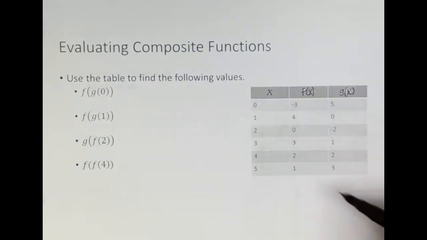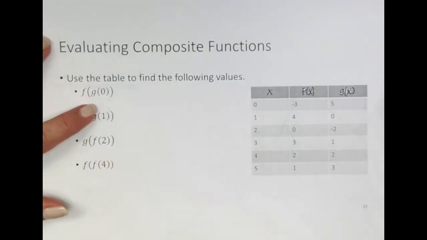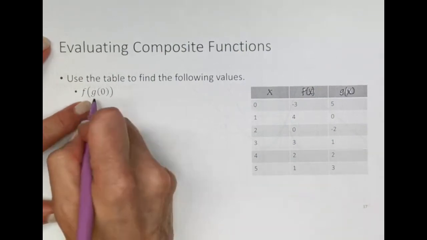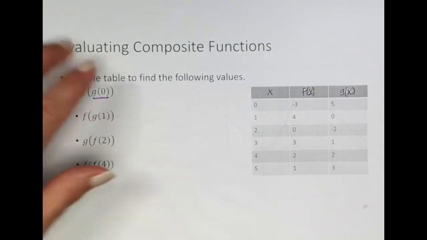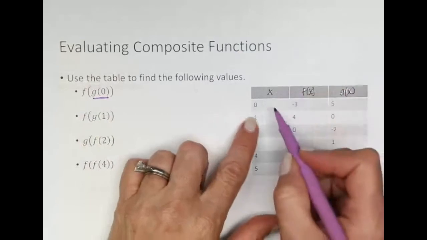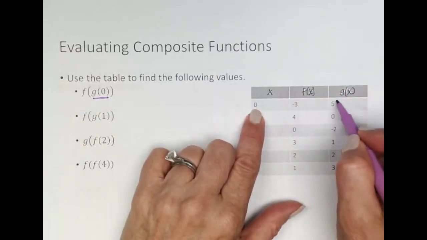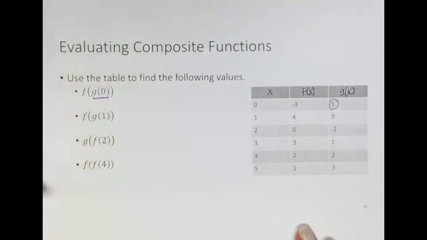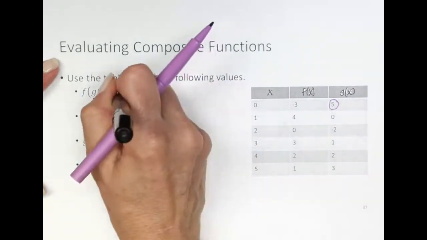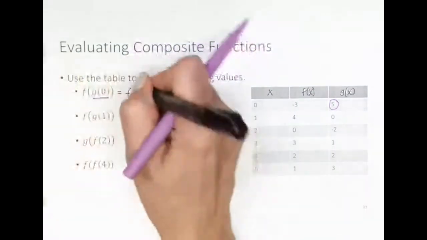So using this table of values, these inputs and outputs, can we find f of g of 0 for this example? Yeah, we just need to know what g of 0 is first, right? So what is g of 0? When x is 0, here's our x column. When x is 0, what is g? Go over here to the g column. It's 5, right? When x is 0, the output g is 5. So what we're really looking for here then is f of 5.